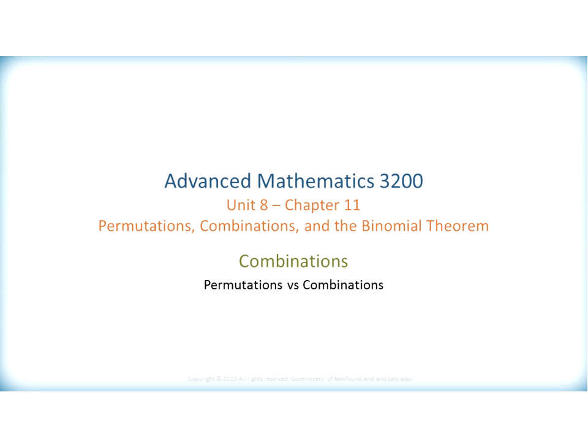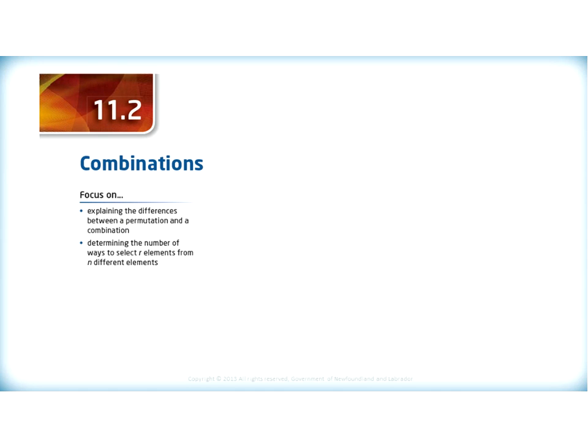Okay, in this lesson, we're going to be looking at Unit 8, Chapter 11, Permutations, Combinations, and the Binomial Theorem. We're looking at combinations, and we're looking at permutations versus combinations. As I said, Section 11.2 in your text, and the focus is going to be on explaining the difference between a permutation and a combination. That is the main focus of this lesson. And also determine the number of ways of selecting r elements from n different objects.